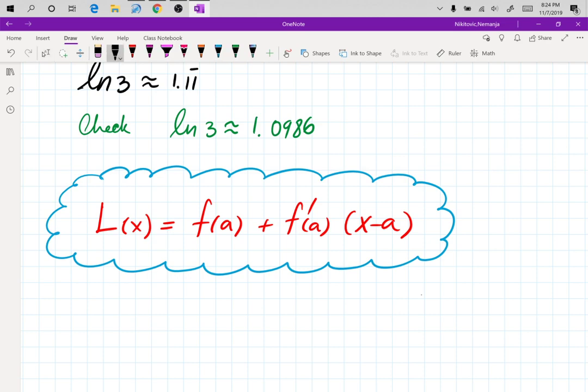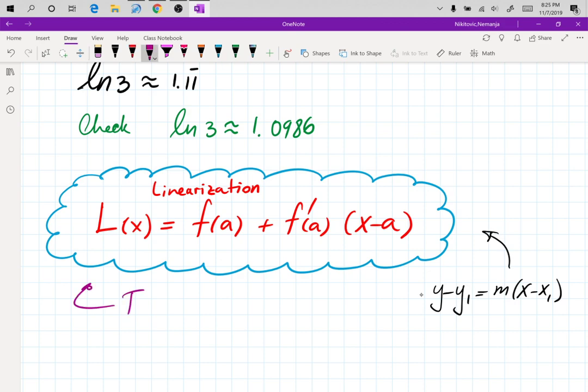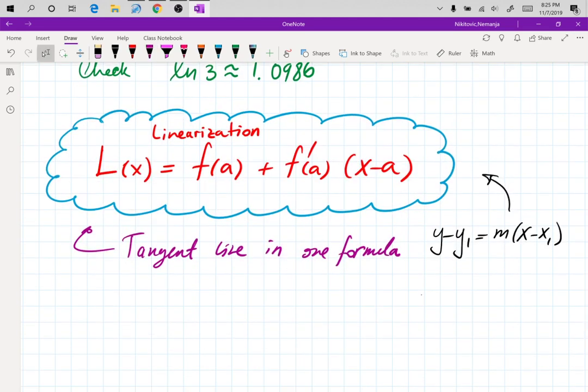Now, this might remind you of the formula y minus y1 is equal to m times x minus x1. And yeah, that's exactly that formula, where your x1 is a and y1 is f of a. And you move it to the right side. And your slope is the derivative computed at the value a. So that's that formula written in a calculus way to calculate. So this is called linearization. And this is the tangent line in one formula. So the tangent line at x equals a.